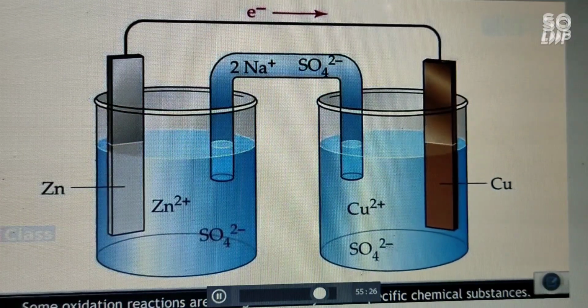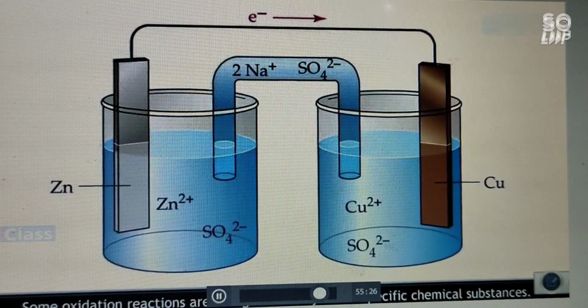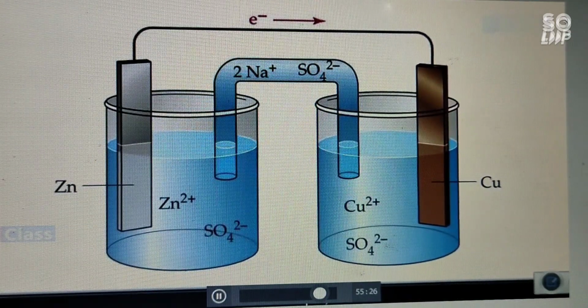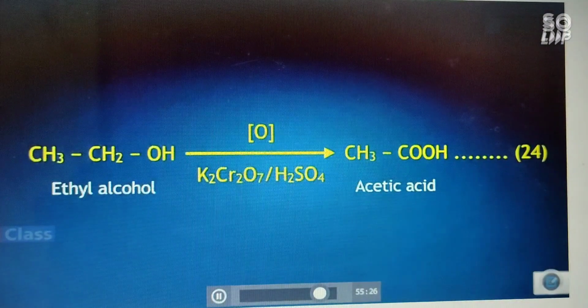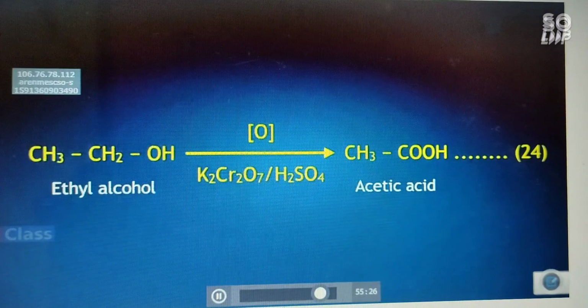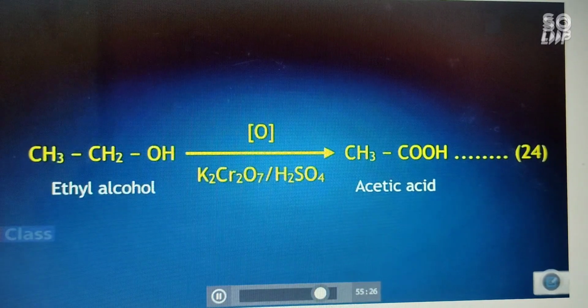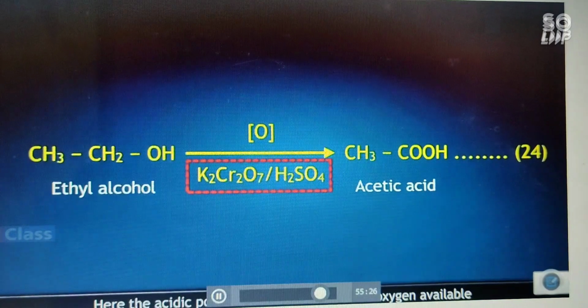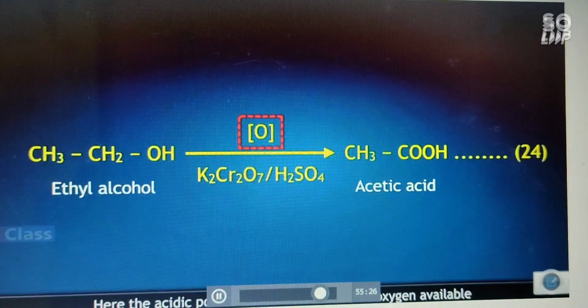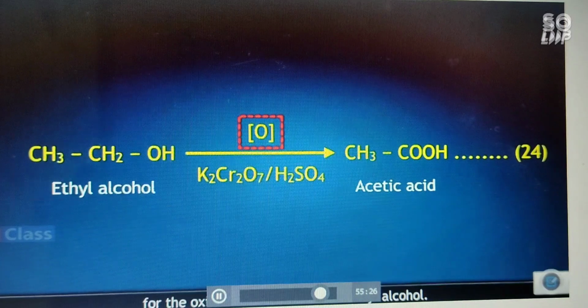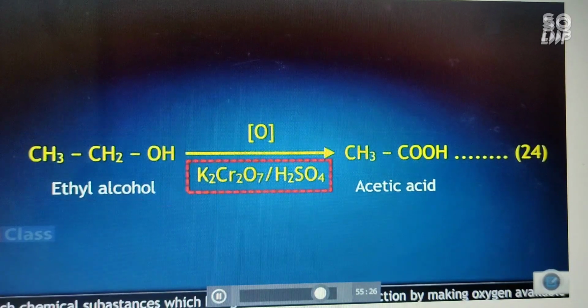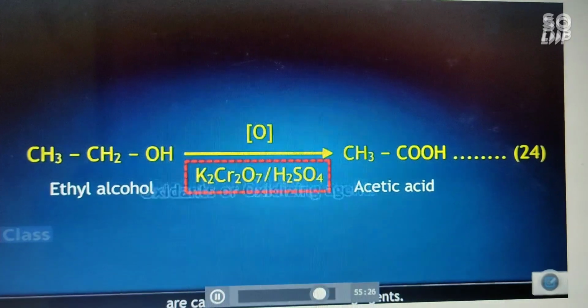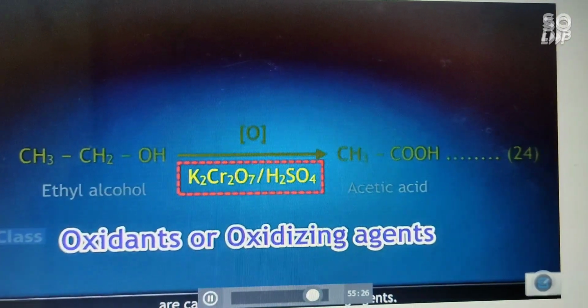Some oxidation reactions are brought about by use of specific chemical substances. For example, CH3-CH2-OH on oxidation gives CH3-COOH, statement 24. Here, the acidic potassium dichromate makes oxygen available for the oxidation of the reactant ethyl alcohol. Such chemical substances which bring about an oxidation reaction by making oxygen available are called oxidants or oxidizing agents.